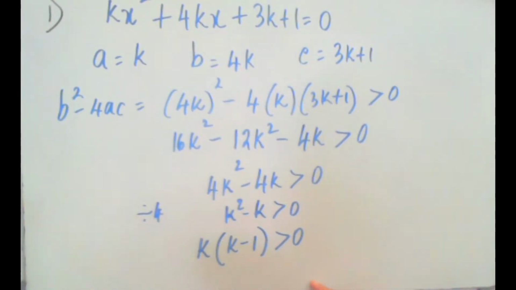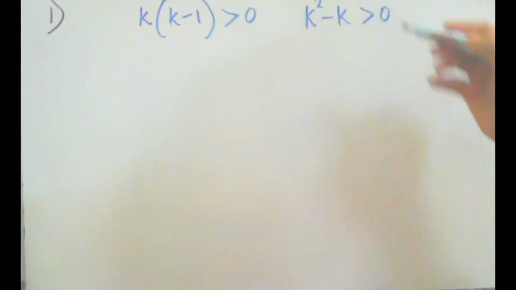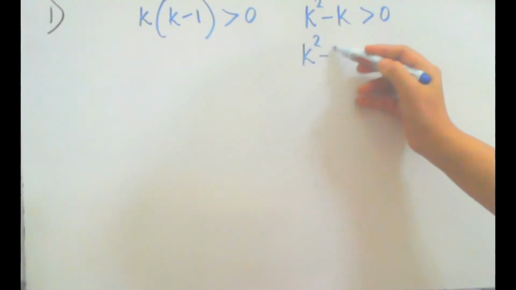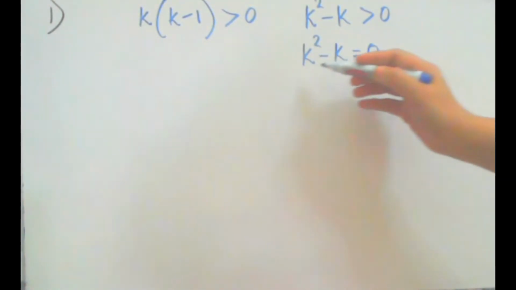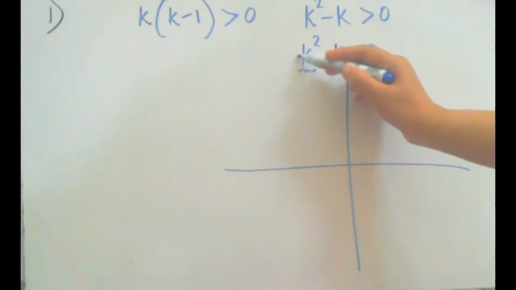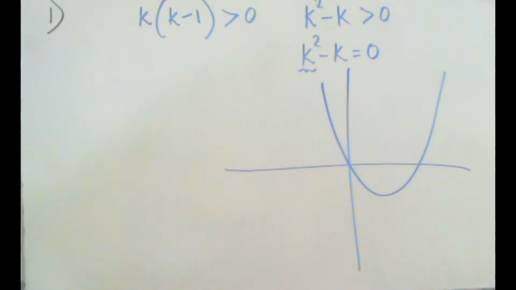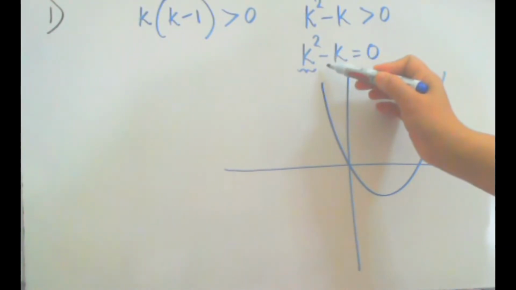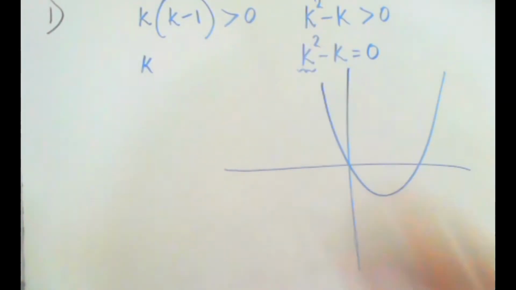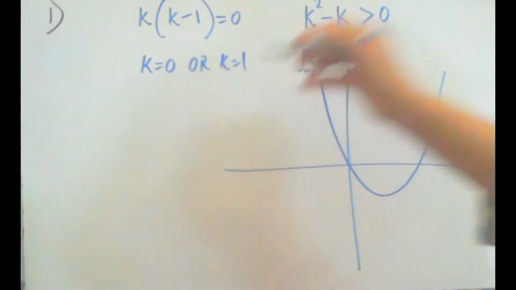Alright, so this is the inequality we have reached. Now how do we find the values of k which satisfy this inequality? The previous step was k² − k must be greater than 0. Now let us say k² − k is equal to 0, and let us plot the graph. As you can see, it's a quadratic graph. The coefficient of k² is positive, so we get the graph concave up. And what are the roots of this equation? If we equate this to 0, we get k equal to 0 or k equal to 1, right?